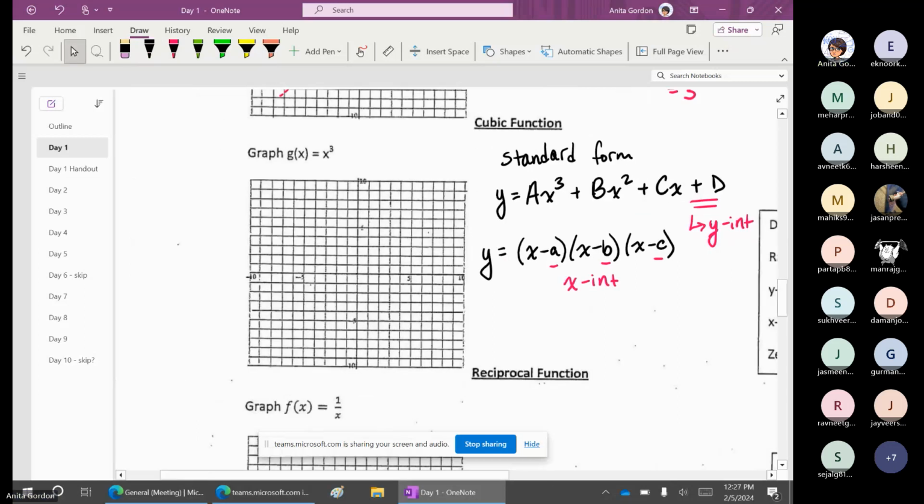Okay, let's do some testing points. Since we've not worked with cubics before, let's do some tests: 0, +1, -1, +2, -2. If x is 0, y is 0. If x is 1, y is 1. If x is -1, y is no, -1.